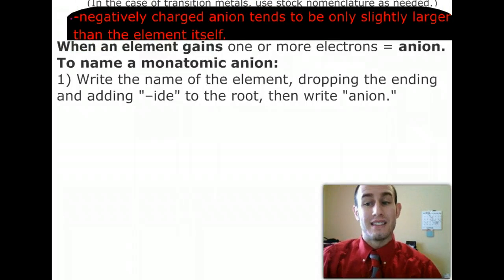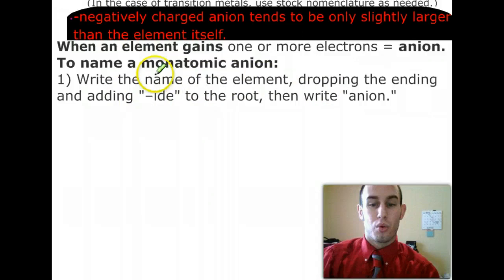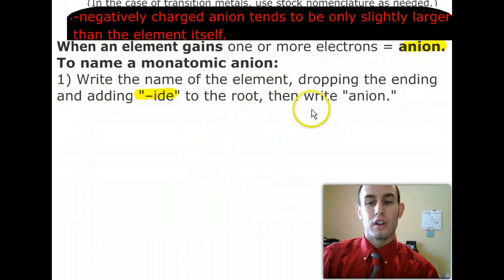For anions, naming them is a little different. You're going to take the name of the element, drop the ending, and add IDE. That's an important thing you need to know. IDE goes with anions, or negative ions, to the root word, and then write anion. We're going to practice these a lot on the next two slides.